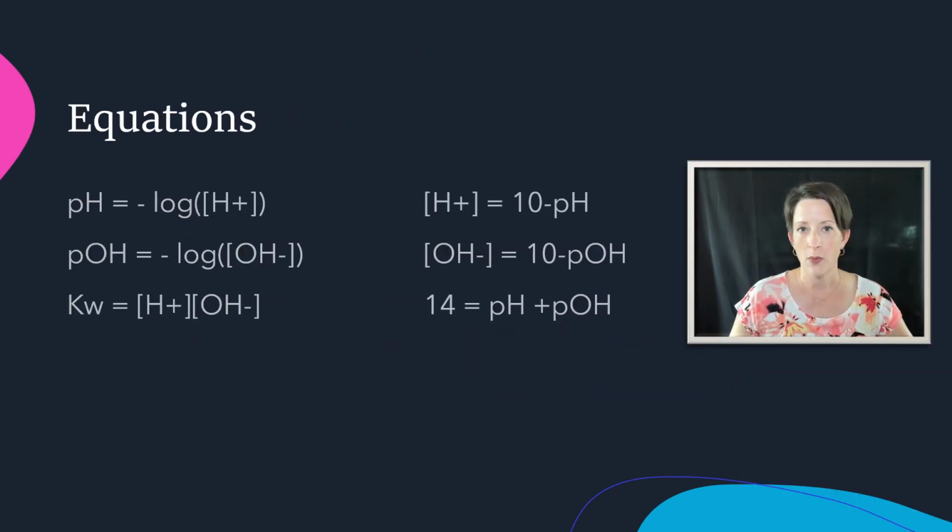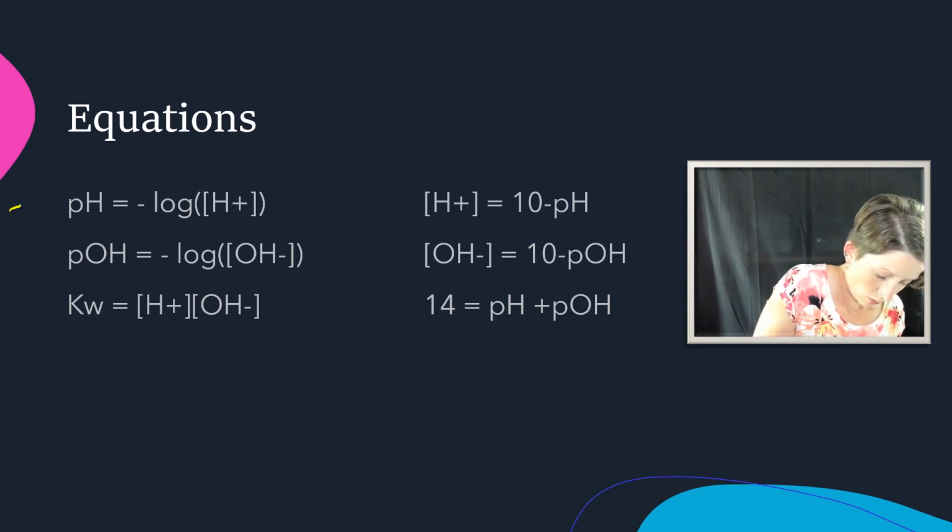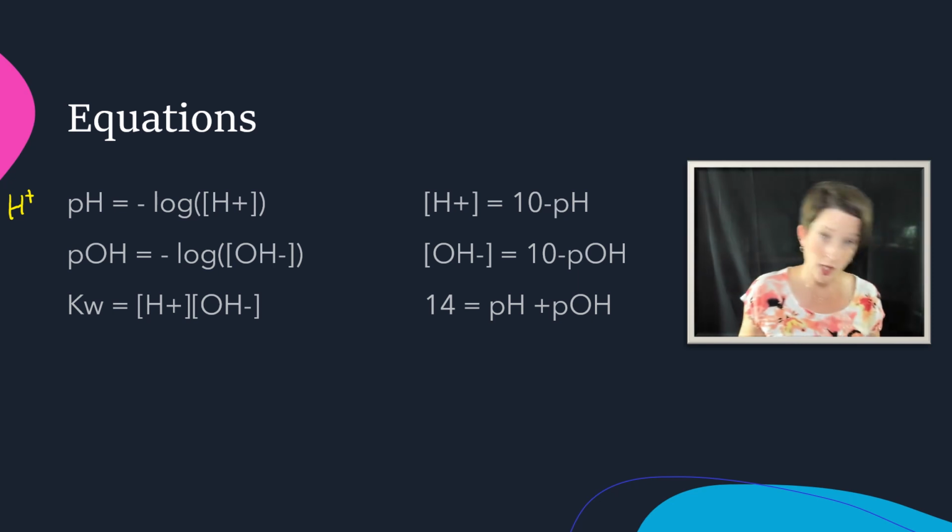Here are the series of equations you need to know and be able to apply. I would recommend just memorizing one set and then know that with hydrogen versus hydroxide, it's going to be the same process. What we have on this first line is where we are working specifically with the hydrogen ion concentration. This is used most often because this is what the pH scale is based off of.